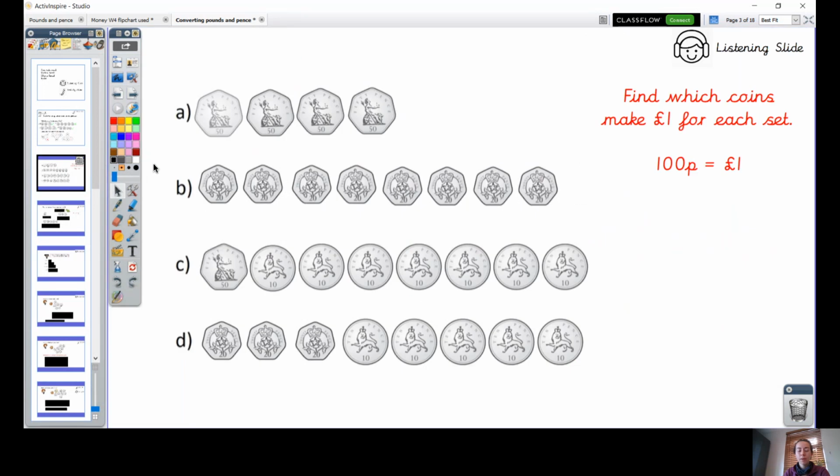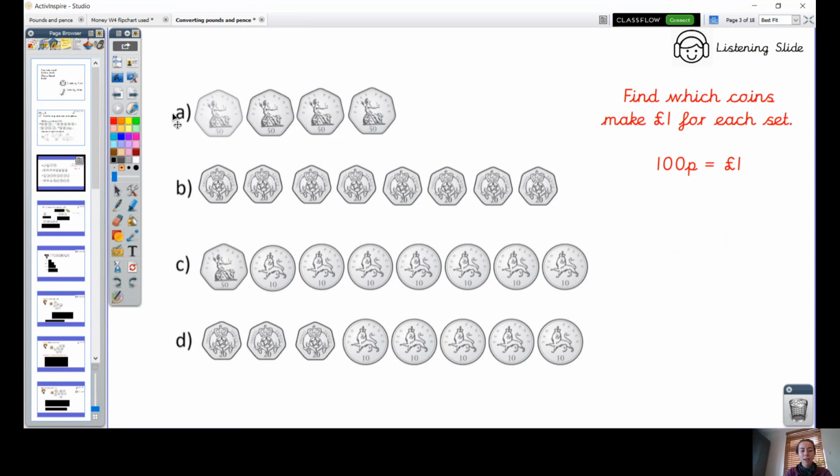Okay, moving on today. For this slide, we're going to have a think. I'm going to need you to help me think today. It's a listening slide though. So, for each set of money, we want to find which coins make a pound. Okay, so for each set, you might notice that there is more than a pound. So we want to identify which coins make exactly the pound, and we're going to circle them. Remember that 100 pence is the same as £1. I'll pop that little note there on the side to remind you.